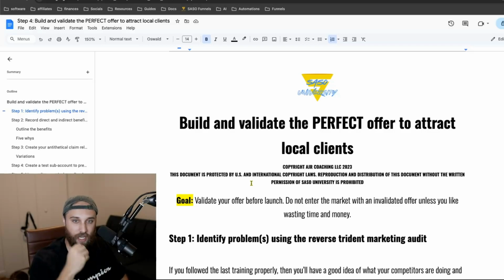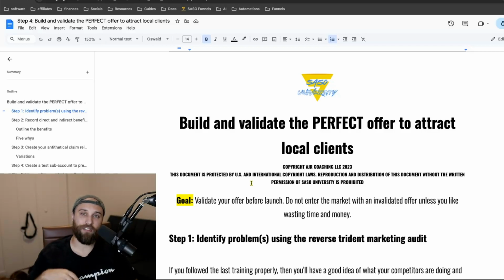So hopefully this helps. In the next video, we're going to be covering step 5, where you learn how to create an agency level funnel and the exact agency funnel layout that I use, the exact automations that I use, and I will break it all down for you in the next video.